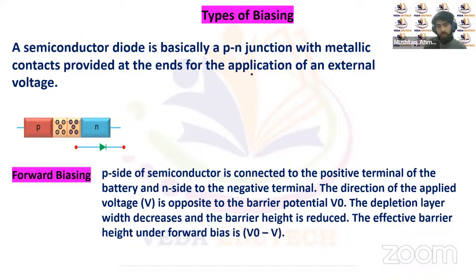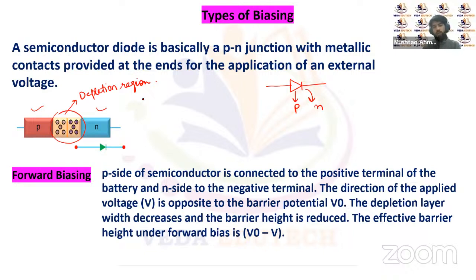This is the symbol of the PN junction diode. This represents the P side of the diode, and this represents the N side. You can see here, this is the P side and this is the N side, and here the recombination of the holes and the electrons takes place. This is what we call the depletion region.